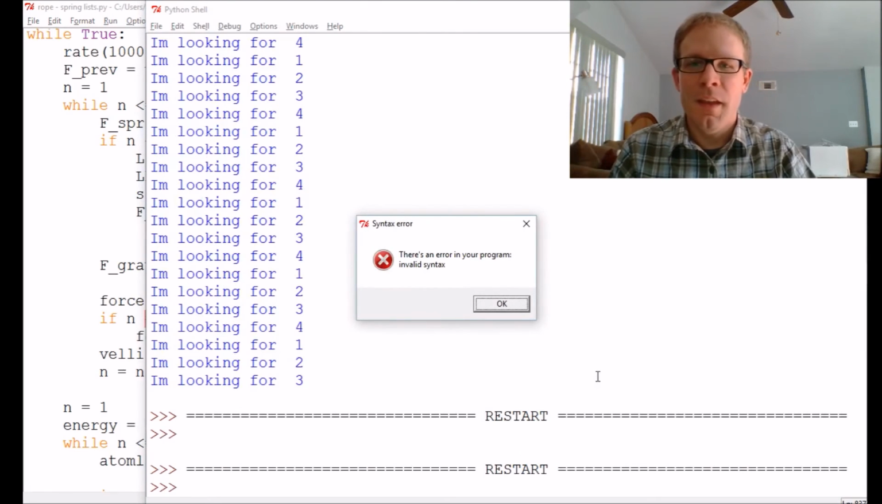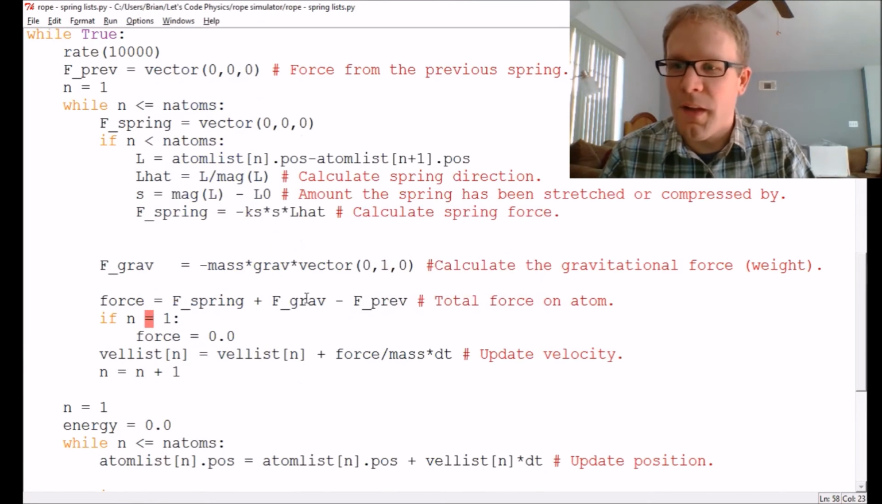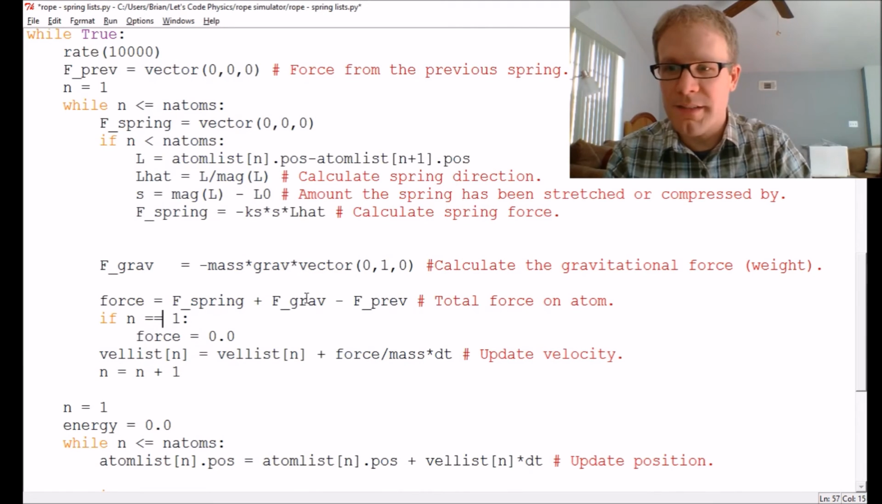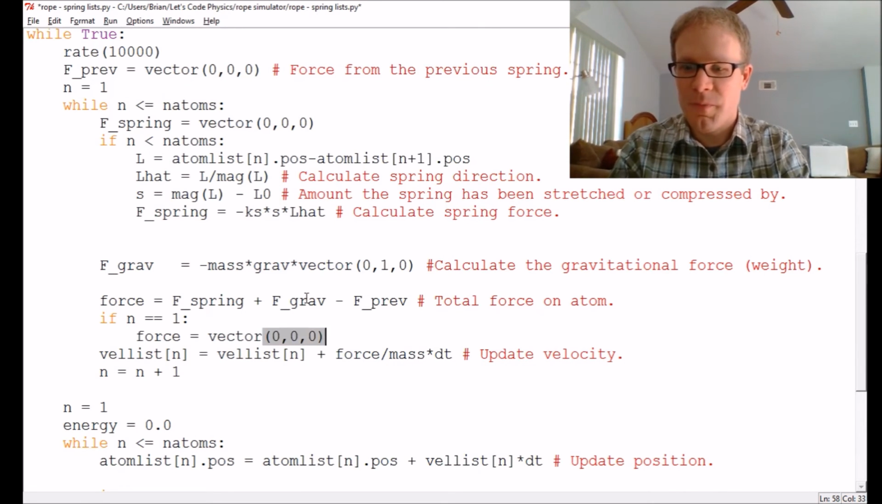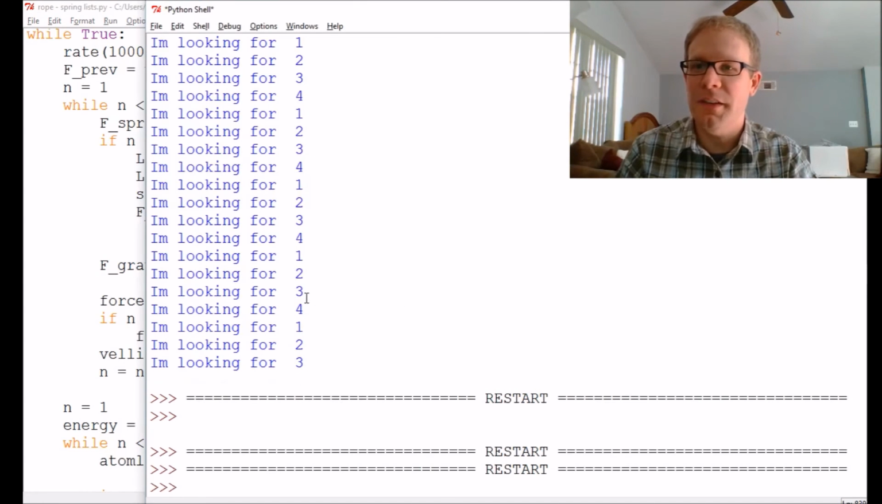So let's try that. There's an invalid syntax. Oh, so I actually see 2 mistakes. The first one is that needs to be a double equals to make it a Boolean. I even made a video about that, for crying out loud. And then this one needs to be vector 0, 0, 0. You can stop screaming at me about it being a vector. I know it's a vector.